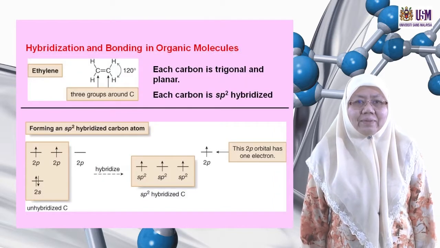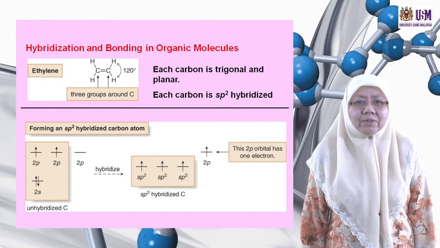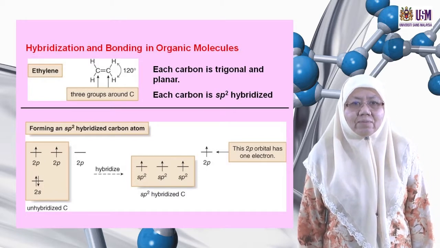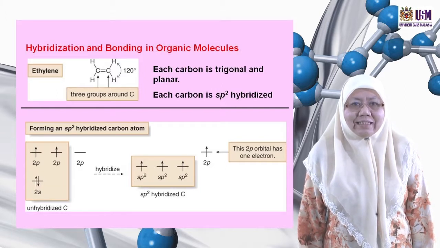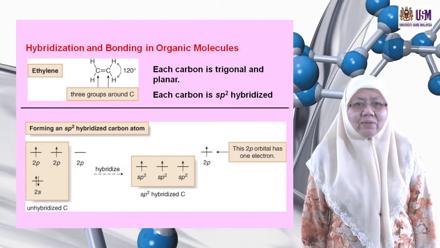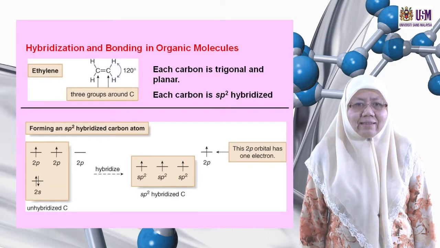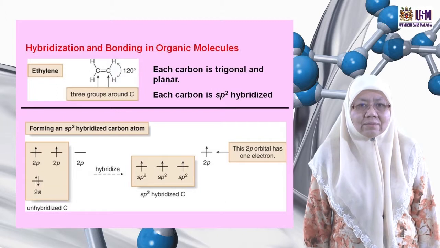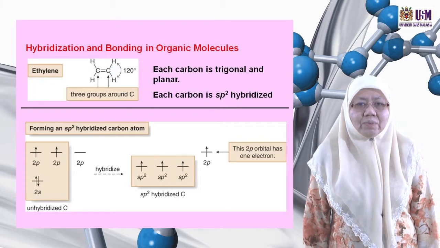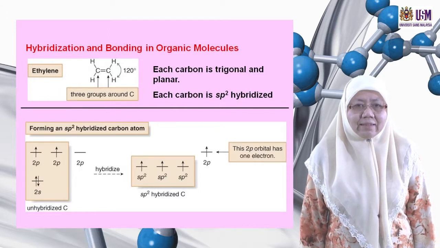Okay, the next molecule would be ethylene. Ethylene has a double bond between the carbons, and there are 3 groups around each carbon. That is, each carbon is trigonal planar, and each carbon is sp2 hybridized. And we can see that the hybridization for the sp2 is from the 2s orbital and 2 of the 2p orbitals. And there is a 2p orbital that has 1 electron, and it is not hybridized.